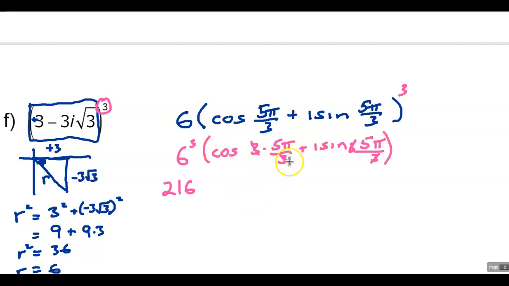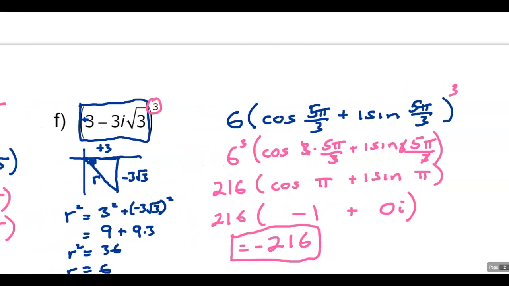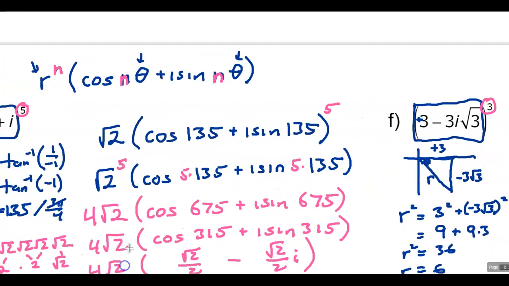So we have 5 pi, right? So that's around the circle twice, that's 4 pi, and then 1 more pi. So that makes this cosine of pi plus i sine pi. So we have 216. Cosine of pi is negative 1. Sine of pi is 0. So our answer is just equal to negative 216. And of course, you'll get the same answer if you ended up doing negative pi over 3 or something with degrees.